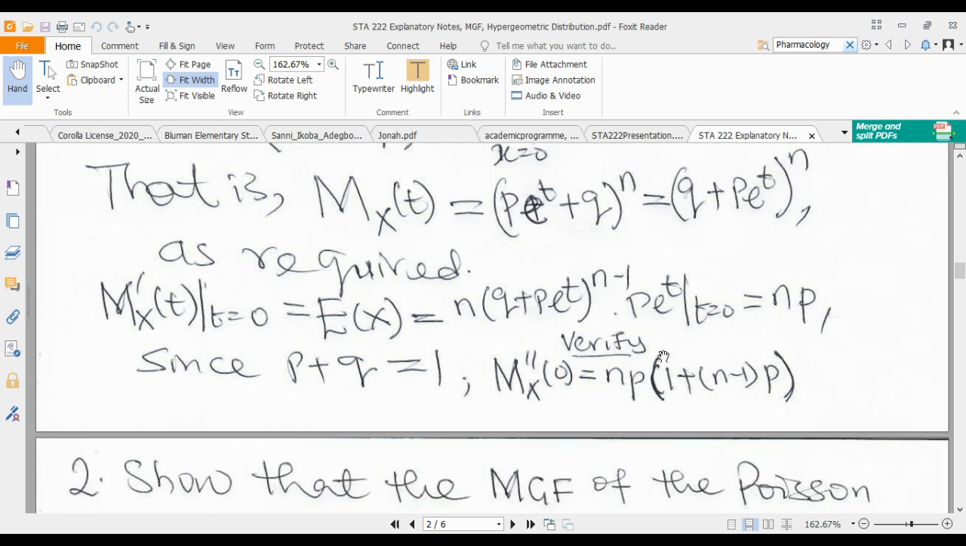You can also obtain the expected value by differentiating it the first time and evaluating at t equal to 0, to give you np as the mean.